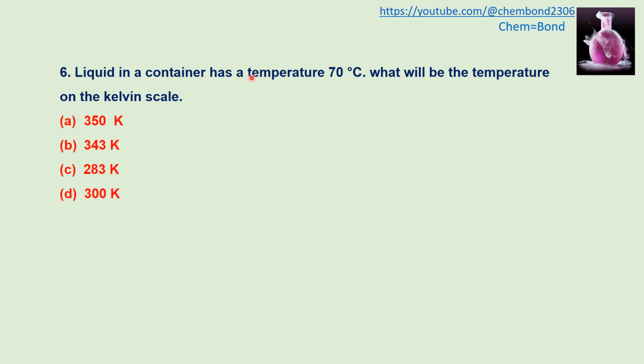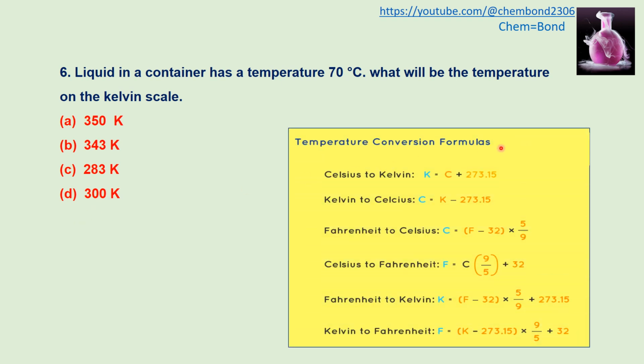A liquid in a container has a temperature of 70 degrees C. What will be the temperature on the Kelvin scale? 350 Kelvin, 343 Kelvin, 283 Kelvin, or 300 Kelvin? There are temperature conversion formulas from Celsius to Kelvin or Kelvin to Celsius, Fahrenheit to Celsius and Celsius to Fahrenheit, Fahrenheit to Kelvin and Kelvin to Fahrenheit. These formulas are all important for the interconversion of temperature scales.